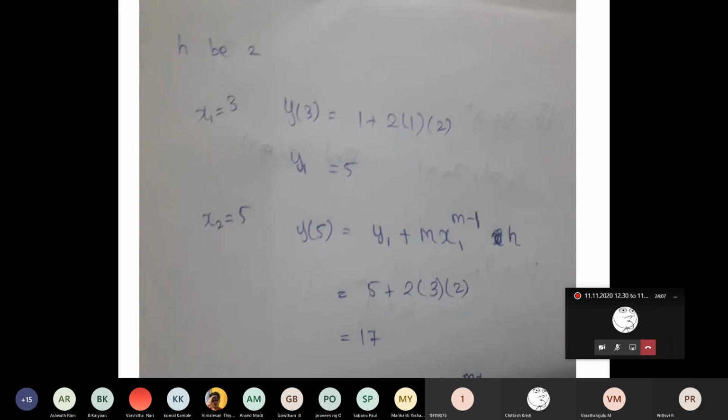Now we take the step size as 2 and try to find y of 9. So first we are finding y of 3, 1 plus 2, with x naught we have taken as 1. So 1 power anything is 1, into 2. So y of 3 will be 5, and with x equal to 5 we next find y of 5. So now we can find the y of 5 value is 17. Next slide.